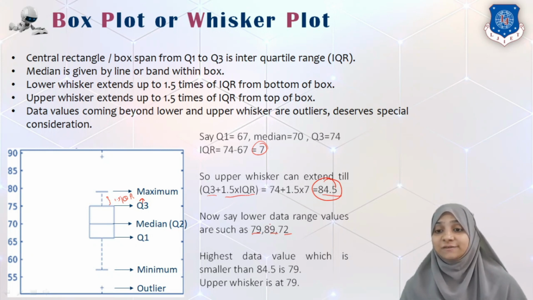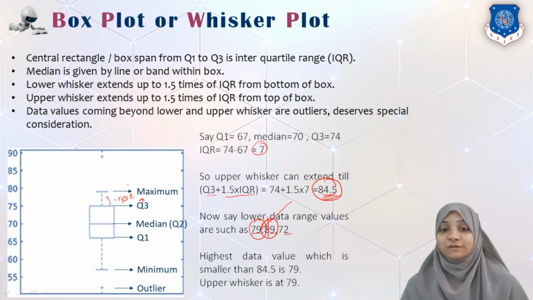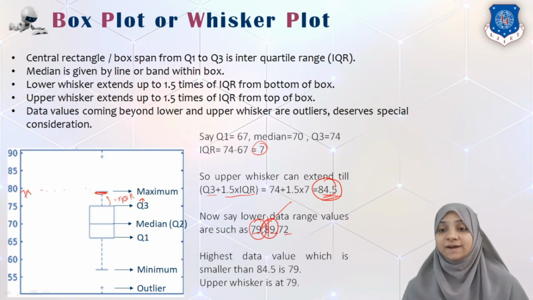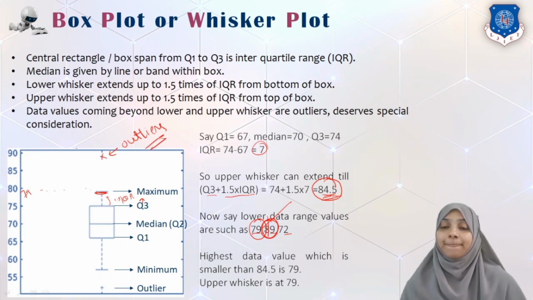So the highest value is 89. Is it lesser than 84.5? No. The next highest value is 79. Is 79 lesser than 84.5? Yes. So we will have our upper whisker at 79 at this location. And the data which was not able to fit inside it, that means 89, is also called outlier data.